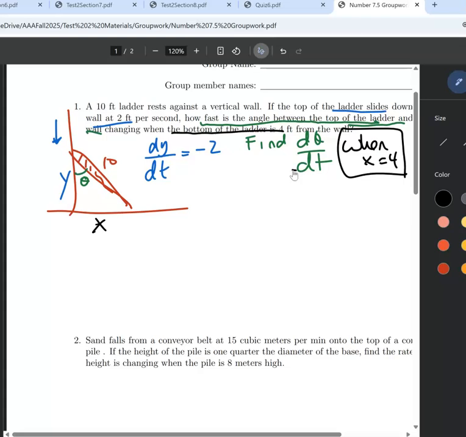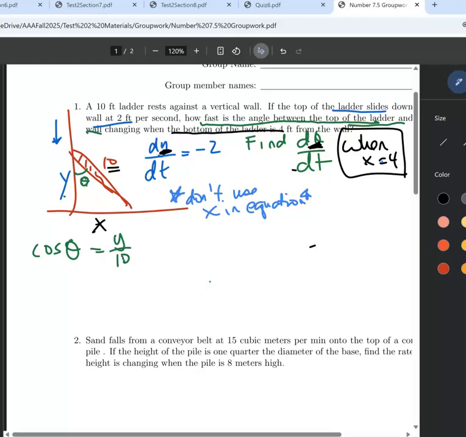All right, so now let's think about what we need to have in our equation. We need to have y and theta, right? Because I'm trying to find d theta over dt. I've given dy over dt, and I want to use the 10. So big thing here, don't use x in your equation, because I don't have that information. I'll use it when I have the when, but not in my equation. So if this is the angle, can you see that cosine of theta is equal to adjacent over hypotenuse? Okay, I've got an equation.